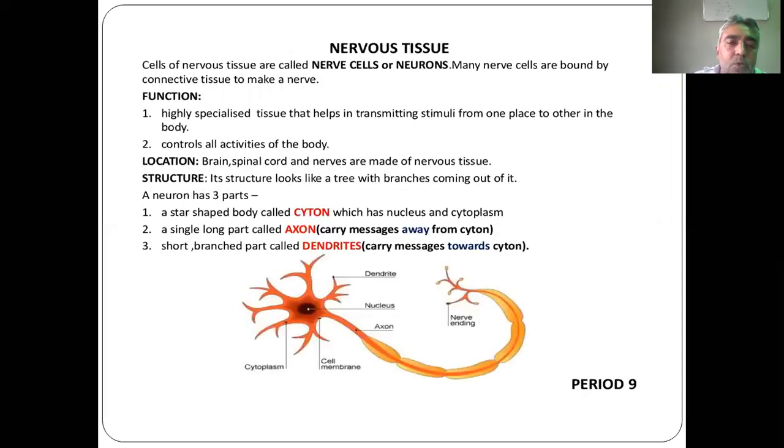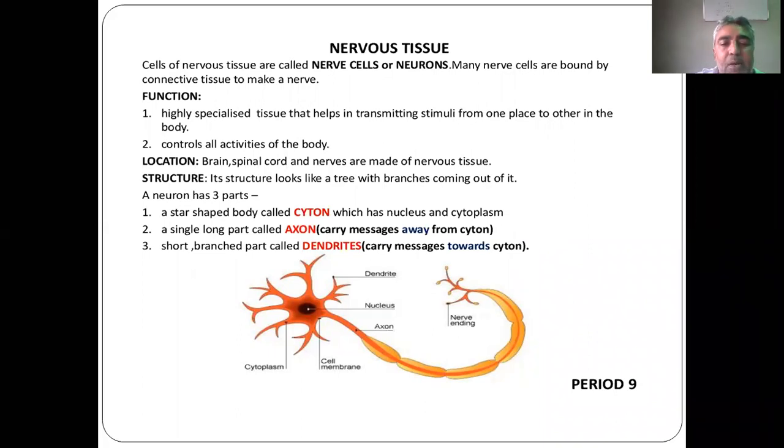After that, the nervous tissue. Cells of nervous tissue are called nerve cells or neurons. Many nerve cells are bound by connective tissue to make a nerve. These have two important properties: irritability and conductivity. Irritability means response to the stimulus, and conductivity means transmission along nerve fibers. It is a highly specialized tissue that helps in transmitting stimuli from one place to another in the body. Stimuli means external change in the environment. It controls all activities of the body.